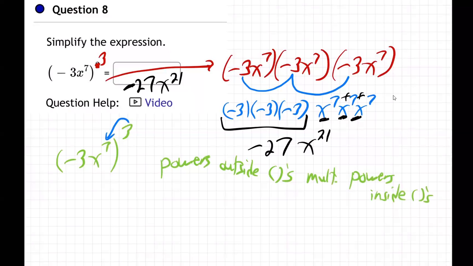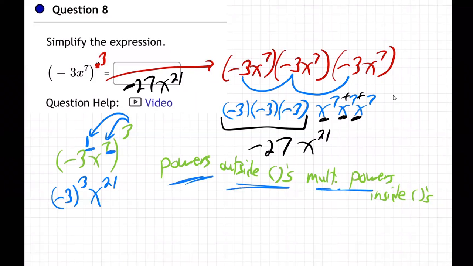And you might think, what's it going to do with a negative 3? Well, it has an invisible 1 power. Remember, everybody really has a power. If it's not showing, it's a 1 power. So it's going to multiply. So you get negative 3 to the 3rd and x to the 21. See how that 3 multiplied the 1 and multiplied the 7? Because powers outside parentheses multiply powers inside parentheses. And then this is negative 27 x to the 21, because negative 3 times negative 3 times negative 3 is negative 27.